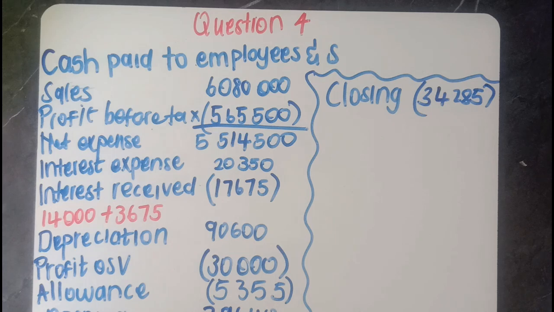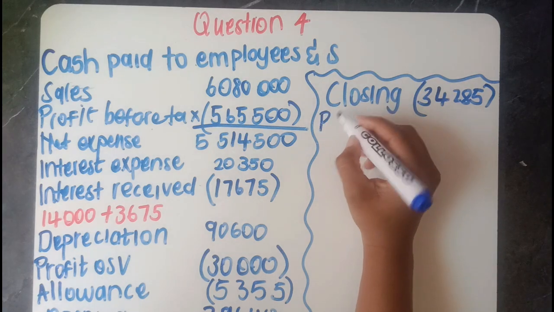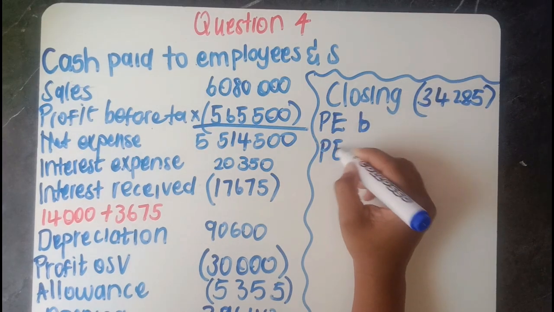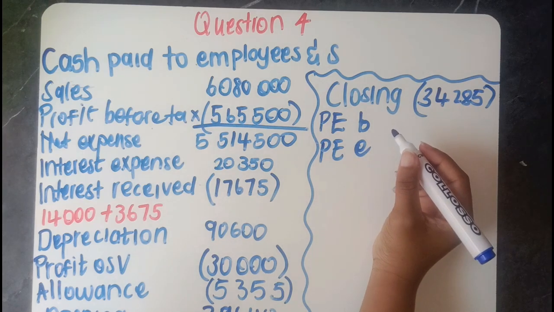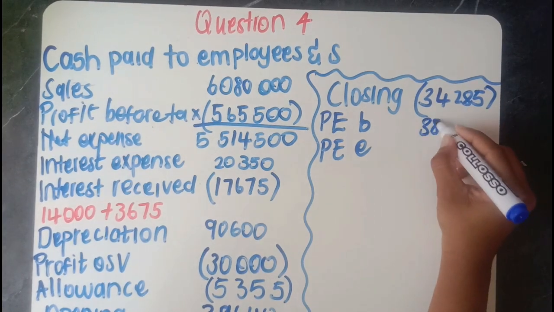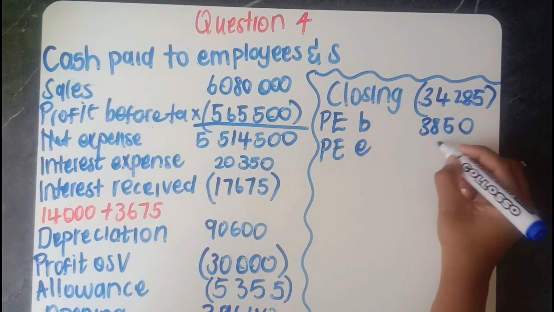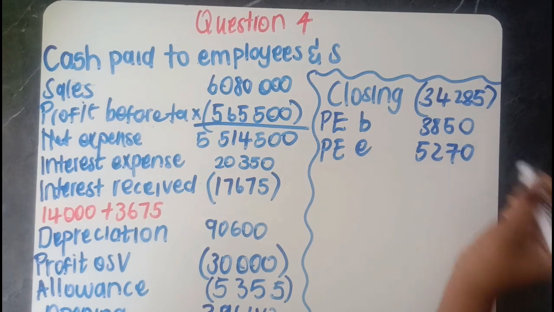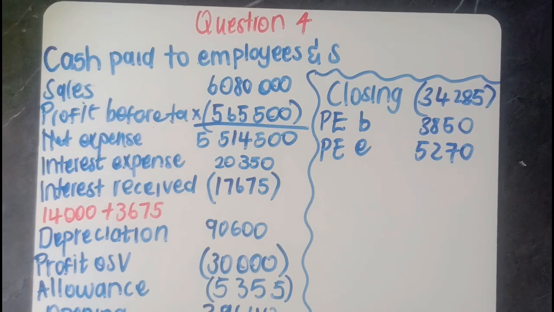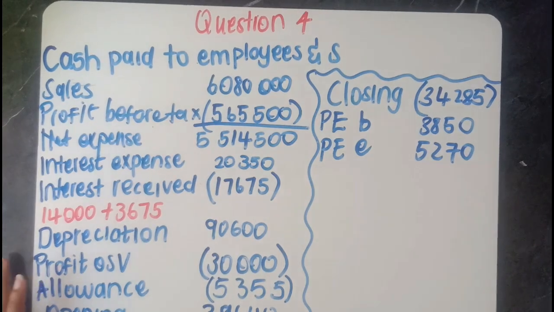Okay, let's move on to prepaid expense. Prepaid expense is under your assets. So you're going to have prepaid expense in the beginning and prepaid expense at the end. So you have 3850 and 5270. Now, since you're dealing with an asset, you ask yourself which one is negative. The one which is on the negative side initially will be the balance at the end, right?